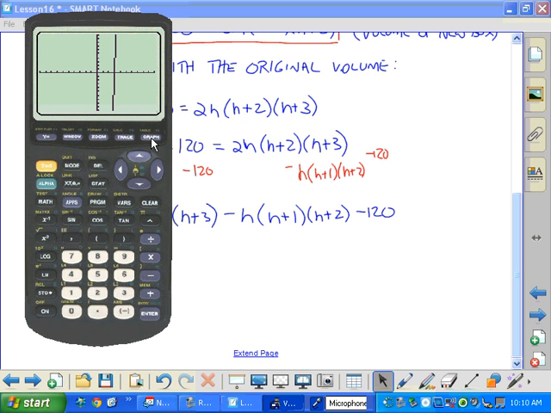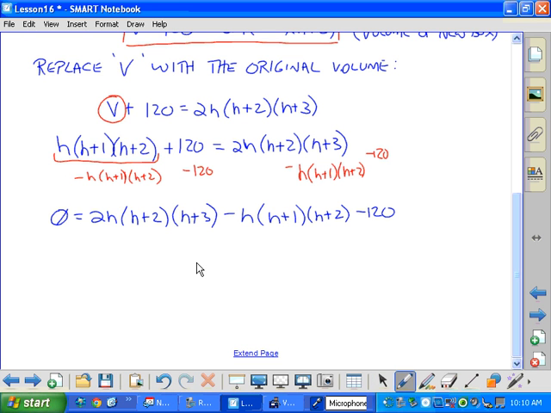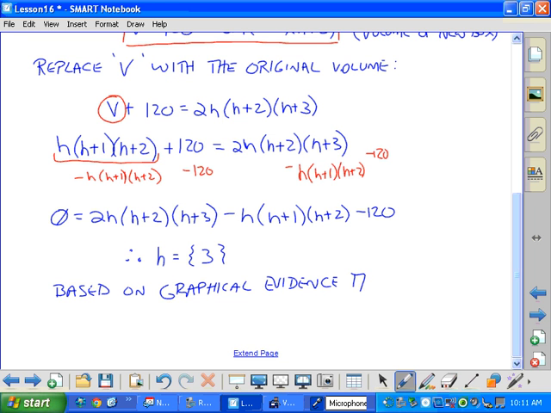Okay. So solving, finding the zero. Move it a little bit closer. Where are we here? Here it comes. Whoops, missed it. So there I'm on the left side. Move it above, I'm on the right side, hit enter, and it looks like it's exactly 3. So therefore, h equals 3. So there's only one solution, okay? So based on graphical evidence, there is only one solution.